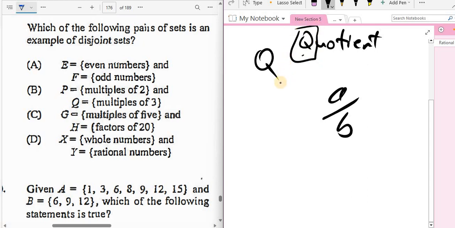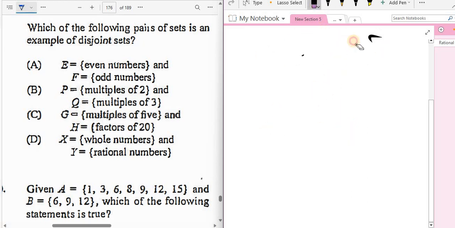Representing the set of rational numbers, because you have a division, right? So the set of rational numbers can be represented as A over B, where B is not 0 though. A can be 0 but not B. Integer over integer. So therefore, what can we say, guys? All whole numbers are rational numbers, isn't it?